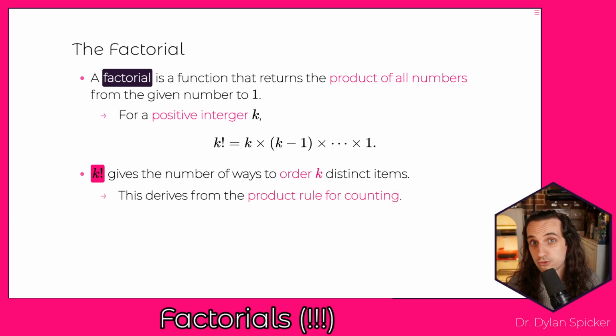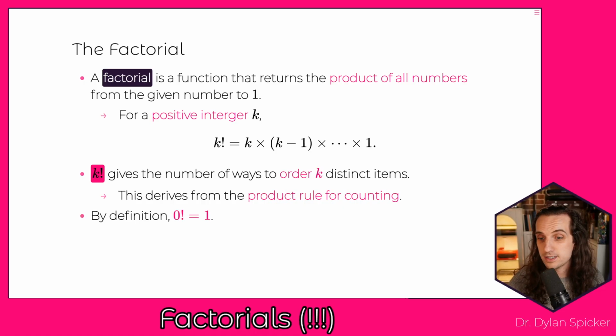Ultimately, as we saw, this derives from the product rule for counting. So the factorial is really just a shorthand for the product rule for counting in this situation where what we are actually counting up is the number of orderings that we have. It's also important to notice that 0 factorial is defined to be 1, right? So 0 factorial is not actually equal to 0.